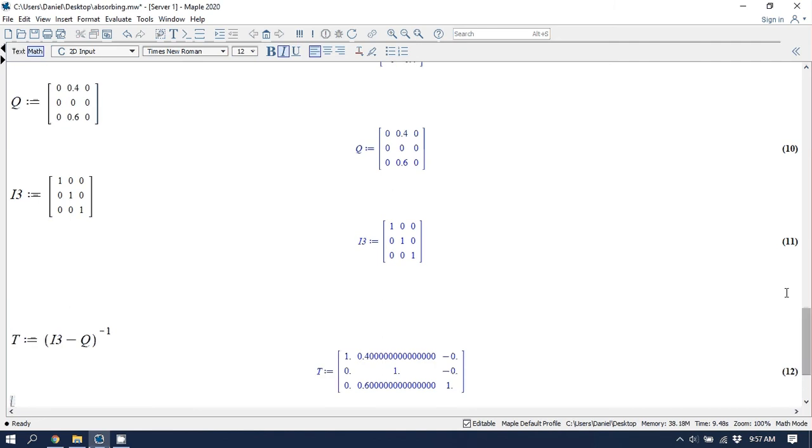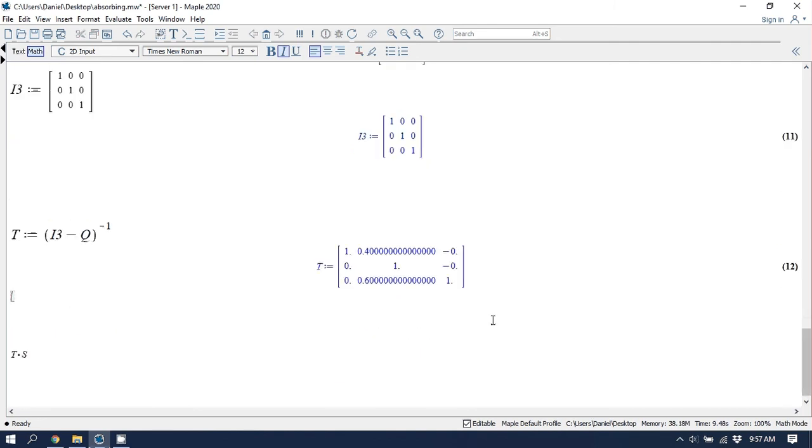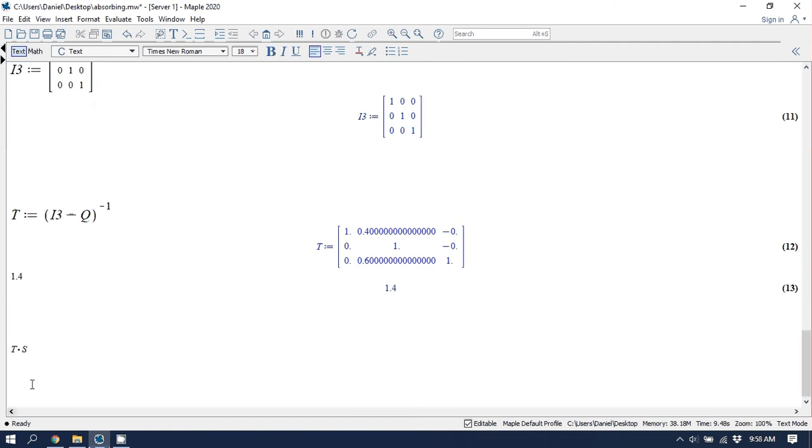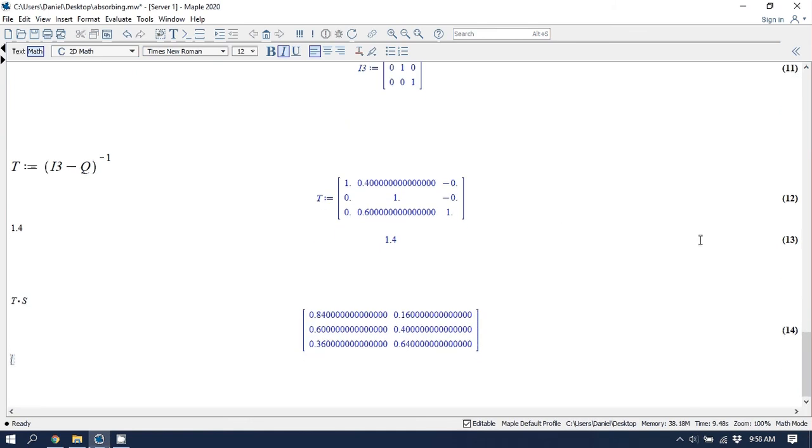Let's do the inverse of I minus Q with Maple. Here, for example, if I add the entries on the first row, that's going to be 1.4 approximately. That's going to be the number of times you would be expected to play until absorption, if you have $1 to begin with. And then if you have $3 to begin with, you have 1.6. Okay, let's do the T times S. That'll give me the probability of eventually being absorbed in a specific state.